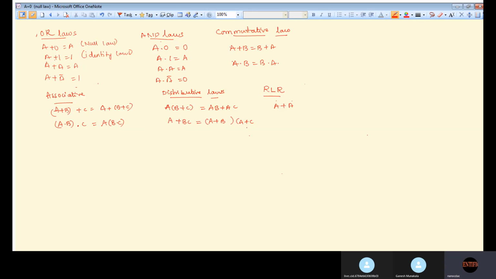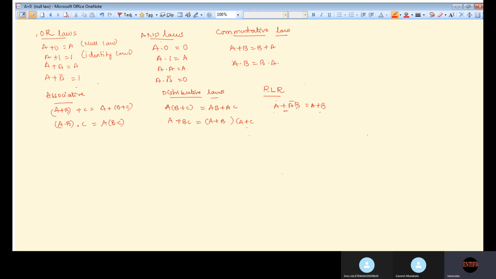So here, A plus A bar B is equal to A plus B. It is showing that ORing a variable with the AND of the complement of that variable with any other variable will be equal to that variable plus the other variable which you are using.